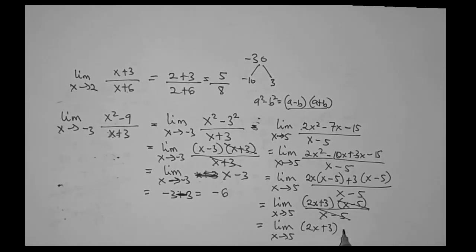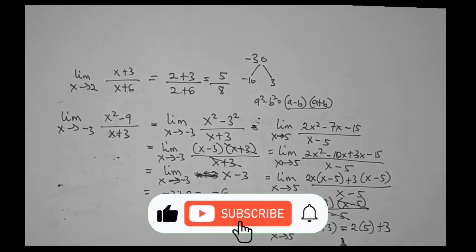At this point, we can go ahead and evaluate the limit. So this is equal to, we just put 5 inside, 2 times 5 plus 3. 2 times 5 is 10. 10 plus 3 is 13.